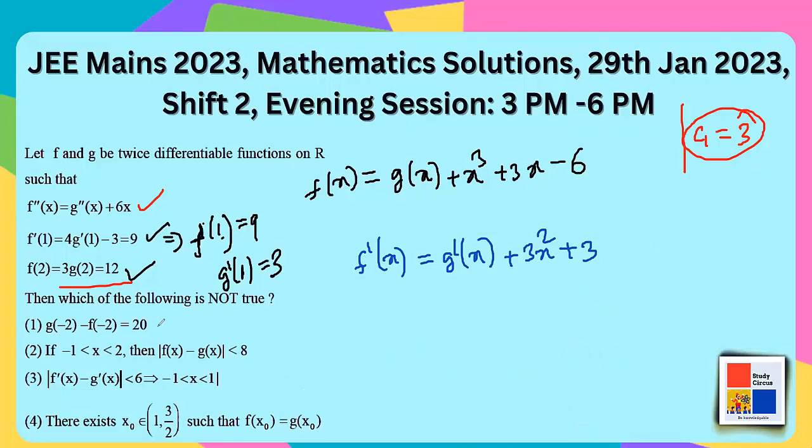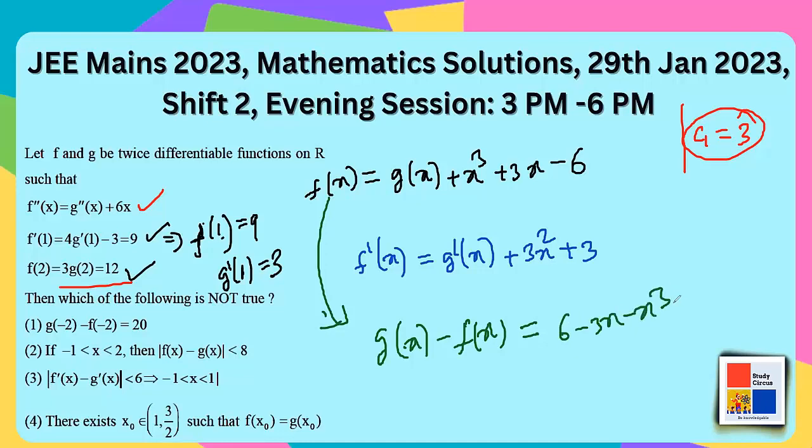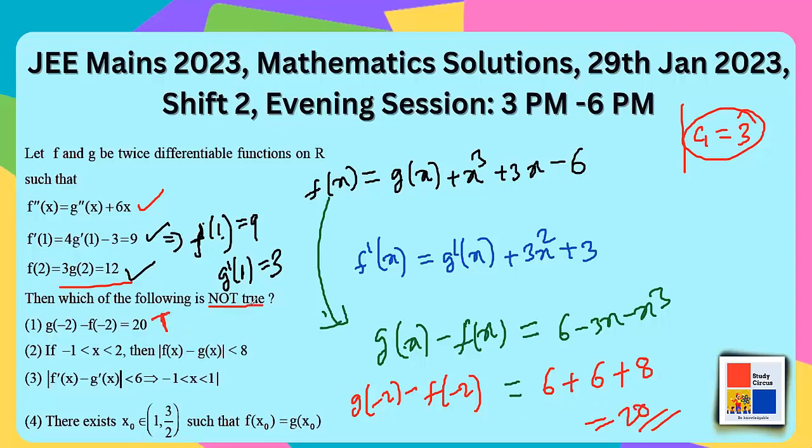Okay, we'll check whether the first one is correct or not. So for that, I can say g x minus f x is equal to 6 minus 3x minus x cube. I have to put x equal to minus 2. So g of minus 2 minus f of minus 2 is going to be 6, and for x equal to minus 2, this is going to be plus 6 again, and then plus 8. So this is going to be 14 plus 6, so I am getting the value 20. So this is true. Okay. We have to find out the ones that are not true. First statement is true, so that cannot be the option.